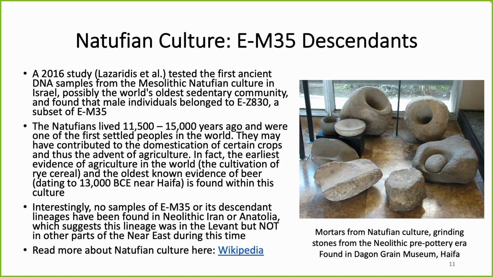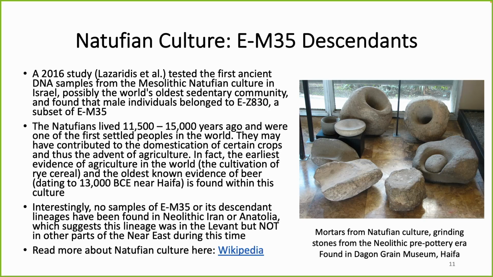In fact, the earliest evidence of agriculture in the world, which was the cultivation of rye cereal, and the oldest known evidence of beer, which goes back to 13,000 BCE in Haifa, was found in the Natufian culture. So I just want to say that we're Rubin line ancestors, or relatively close cousins on that ancestral line, who were living in Israel 10 to 15,000 years ago, which is really remarkable.